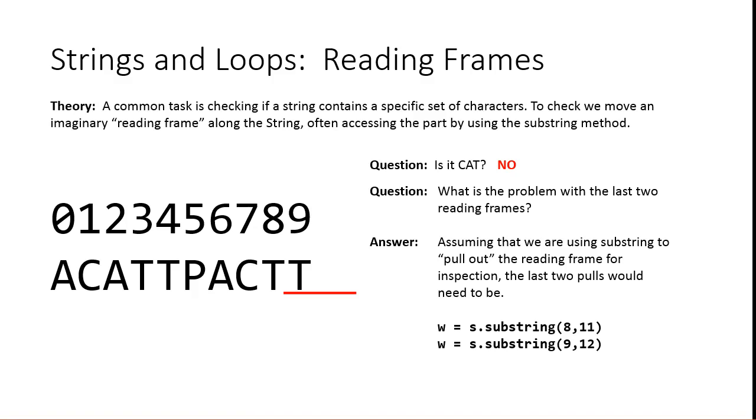So assuming we are using substring to pull out the reading frame for inspection, the last 2 pulls would need to be, and this is assuming that the string is stored in variable s, s.substring(8, 11) and s.substring(9, 12). Both of those are going to generate an index out of bounds error because if you try to access a string of length 10, they don't have indexes in those locations. Sorry, they don't have values in those indexes.